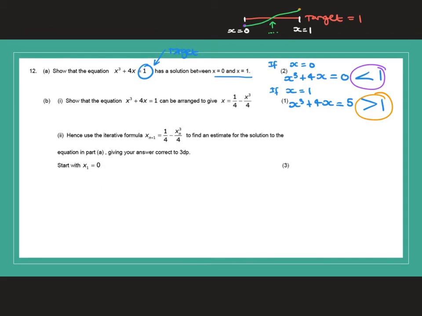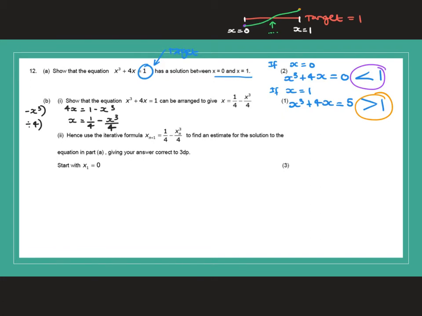There must be a value in between them that gets us to the answer. Now, part B, some simple algebra. We've got to do this rearrangement. So the first thing that I'm going to do is say 4x is equal to 1 minus x cubed. I've subtracted x cubed. Then I'm going to divide by 4. x is equal to a quarter minus x cubed over 4. Done. And this then becomes this iterative formula.